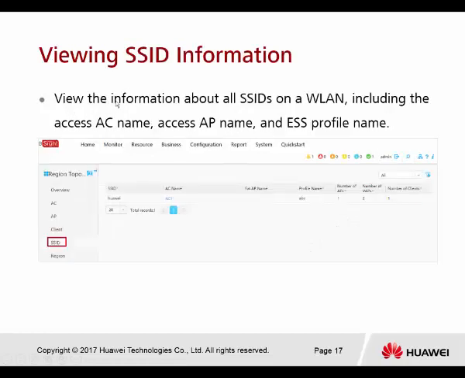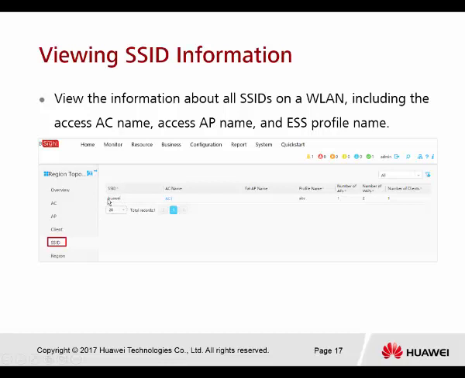So we bring the information about all the SSIDs on the WLAN, including the access AC name, AP name, and the ESS profile. So this one is the last one right here, the SSID. So once you click on this one, because right now this is just an example, for the real environment, after you deploy the eSight, and you have multiple ACs, APs, and so many users already connected online, when you click on this SSID, the list will be very, very long. So this example here only shows you one.